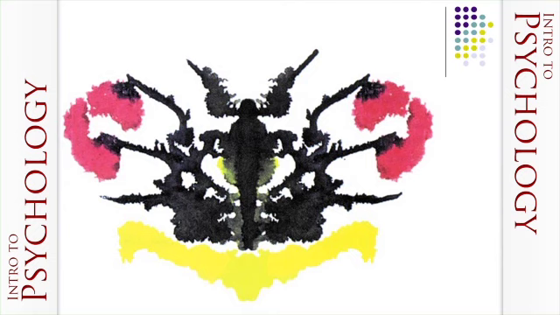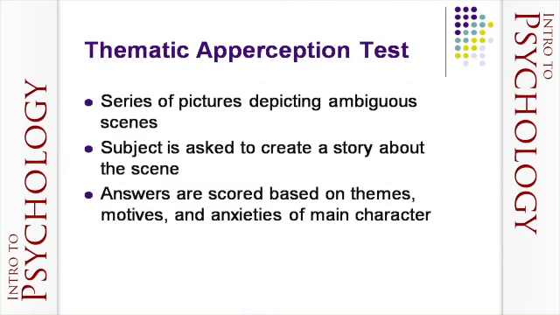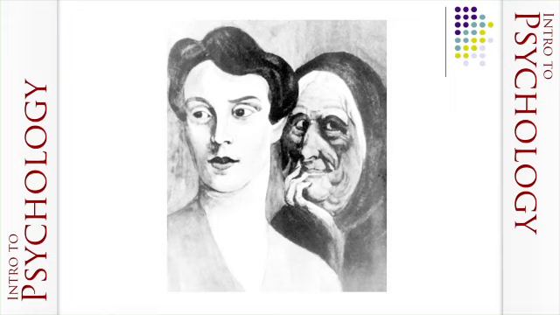Another one is TAT: a series of pictures depicting ambiguous scenes, and the participant is asked to create a story about the scene. Then answers are scored based on themes, motives, and anxieties of the main character. So you see this picture, you have to make up a story for me, and then I'll explain what it means to you afterwards.